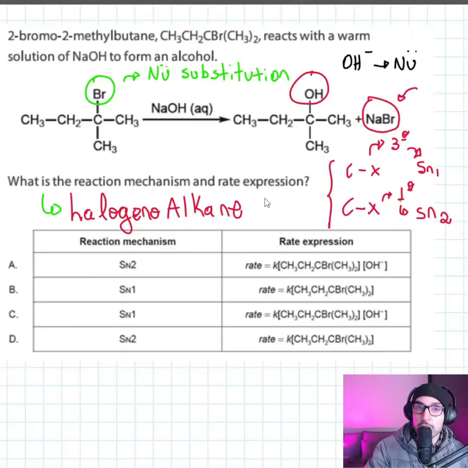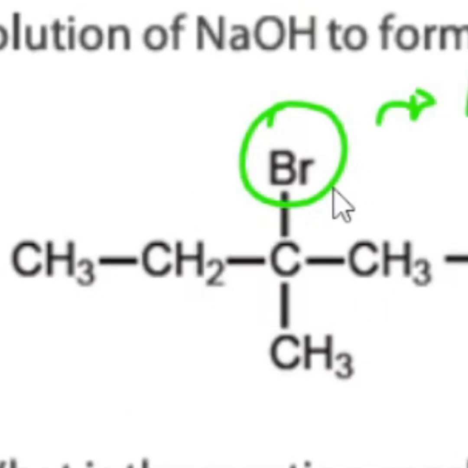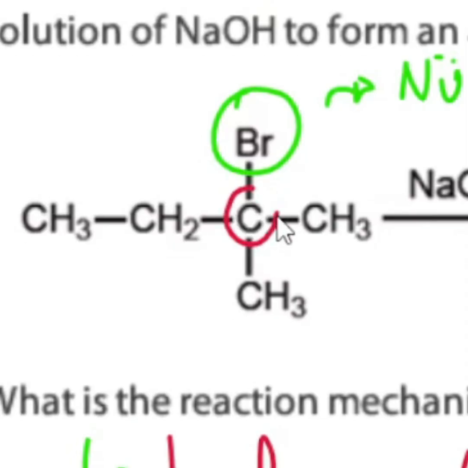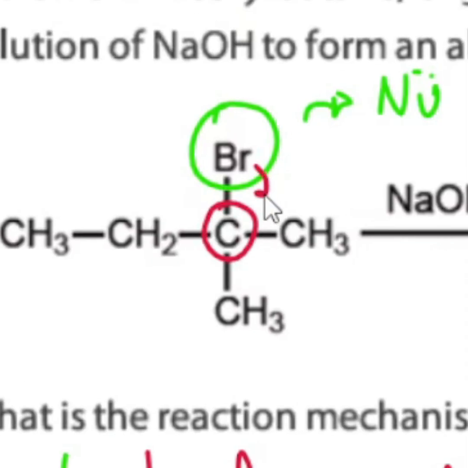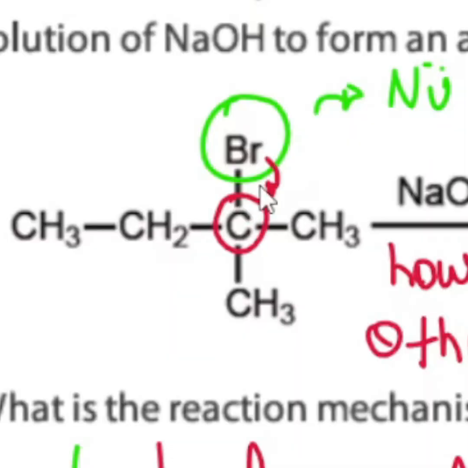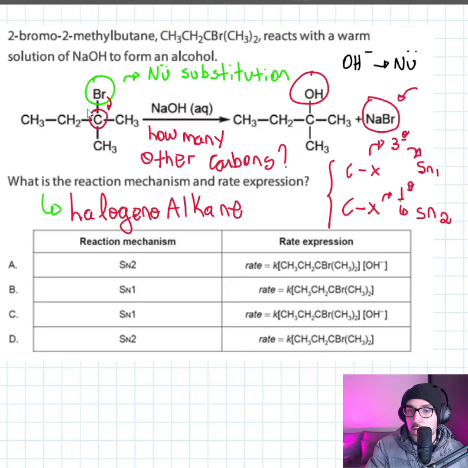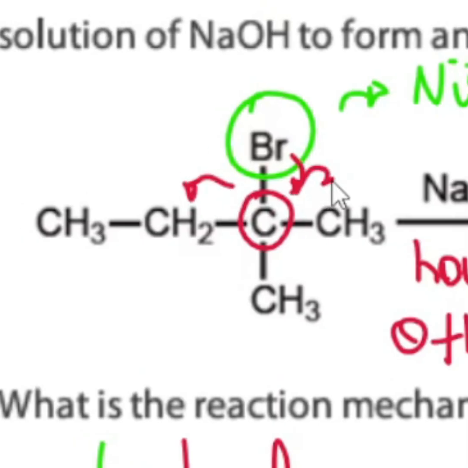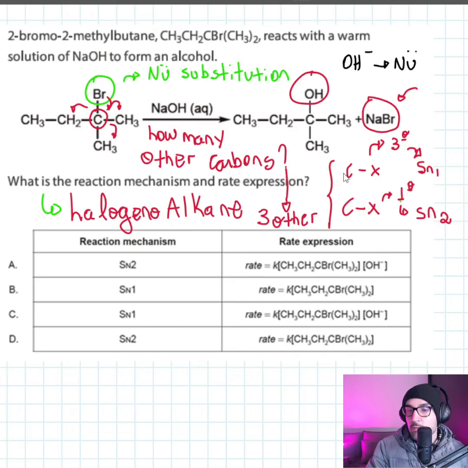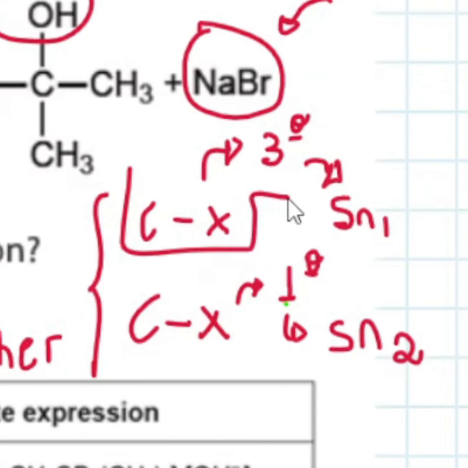How do we do that? First, you have to ask yourself, is my halogenoalkane primary, secondary, or tertiary? In order to figure that out, look at the carbon which is bonded to the halogen. And then you ask yourself, how many other carbons is it bonded with? Then we count. The carbon that is bonded to the halogen is bonded to 1, 2, 3 other carbons. That makes my halogenoalkane tertiary.